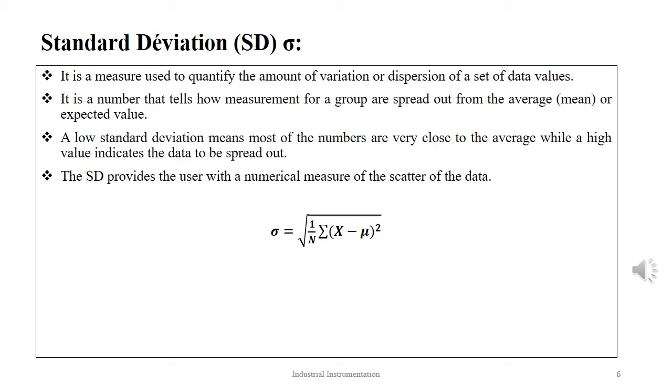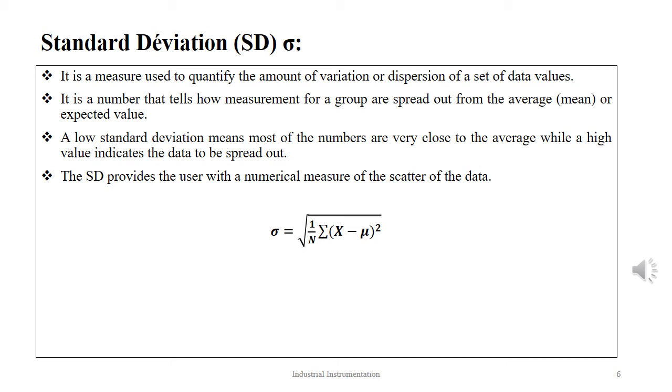Standard deviation, sigma, is a measure used to quantify the amount of variation or dispersion of a set of data values. It is a number that tells how measurements for a group are spread out from the average, mean, or the expected value. A low standard deviation means most of the numbers are very close to the average, while a large value indicates that the data are largely spread out.